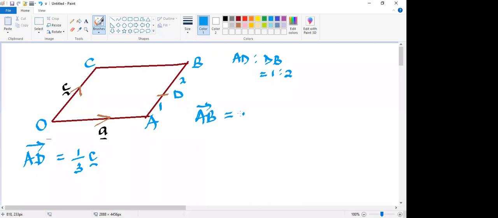So to get our AD, we have the ratio given. We pick the ratio of AD, which is 1 out of the total ratio, which makes up the whole AB. Then we multiply by what is presented by AB, that is times the AB. That gives us a third of AB, and AB is C, so a third of C. Beautiful.